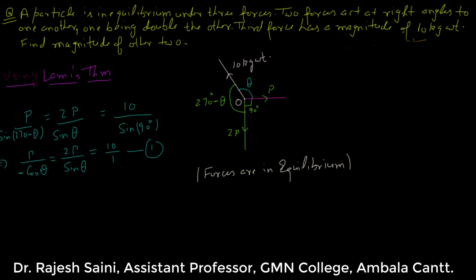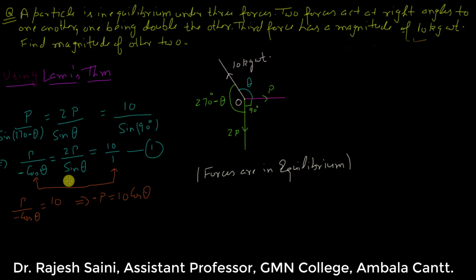Now taking, say, the first and third term of this equation number 1, what we will get? P minus cos theta is equal to 10. This implies that P minus P is equal to 10 cos theta.